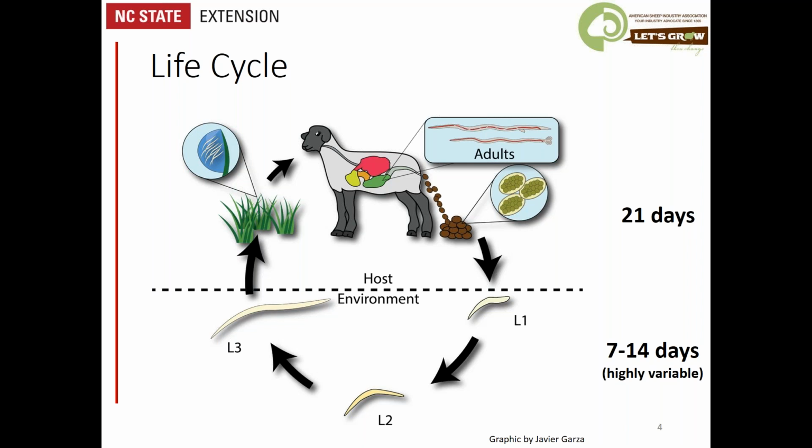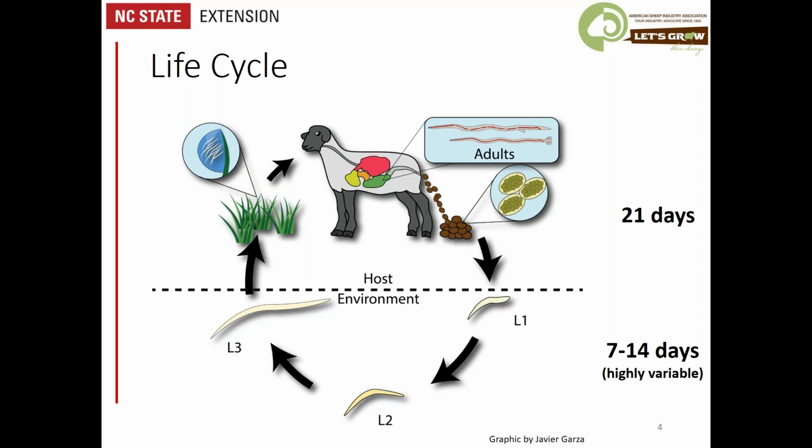From the time the L3 are consumed by the host until we get those eggs in the fecal sample is about 21 days, about 3 weeks. So there's essentially a 3-week lag time between when the parasite's consumed from the environment to when we can actually observe the parasite eggs in our fecal sample. So we need to remember that. What we're seeing in a fecal today is really maybe what they consumed 3 weeks ago, or even more than that. It's not what they consumed yesterday. So keep that in mind.